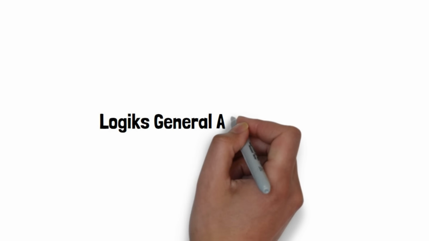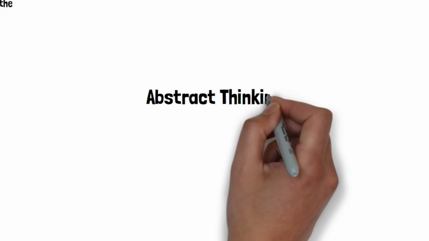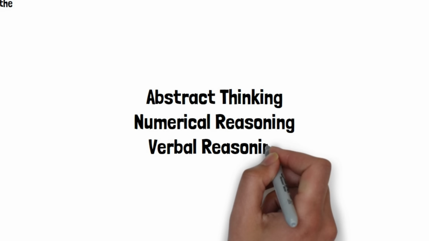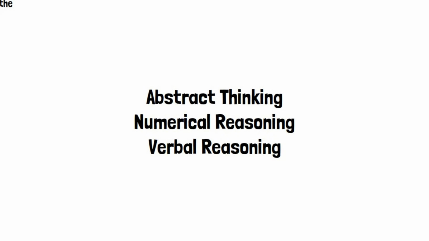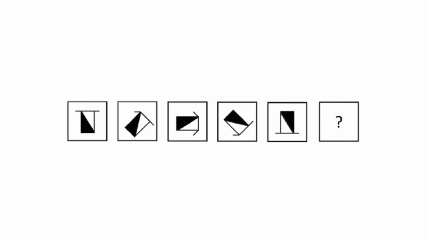Now, let's take a look at the Logiks General Advanced test. This version is more challenging and allows you 20 minutes to answer 30 questions. Just like the intermediate test, it has 3 sections: abstract thinking, numerical reasoning, and verbal reasoning, but the questions are more complex. In abstract thinking under Logiks General Advanced test, you'll answer 10 questions in 4 minutes, similar to the intermediate level, but the questions are more difficult and require a deeper level of reasoning.